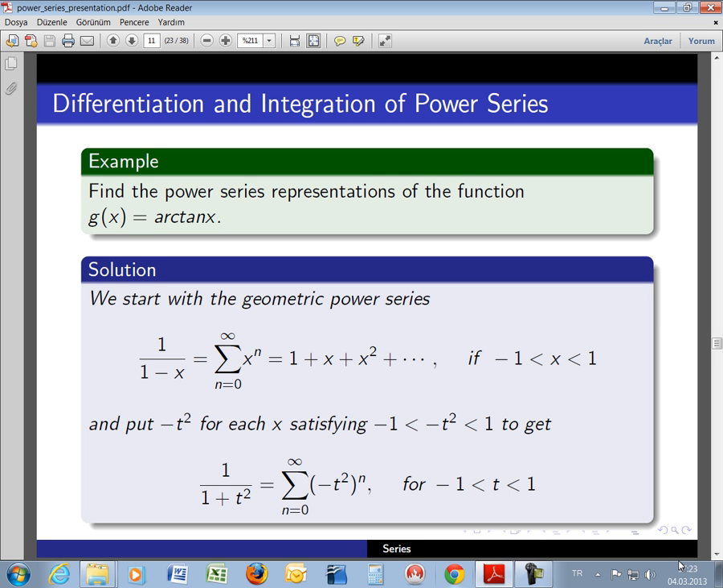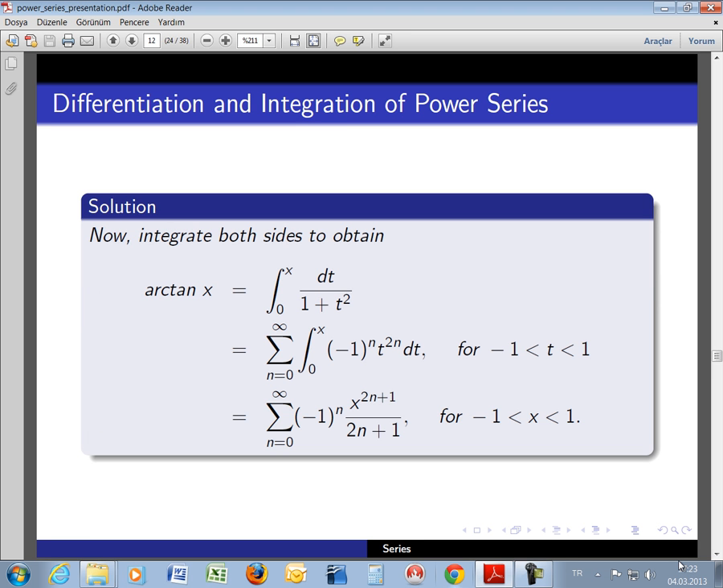Now, if we consider -t squared in the interval (-1, 1), and we put that for x in the geometric power series, we obtain a new power series in terms of the variable t, where 1 over 1 plus t squared equals the sum from 0 to infinity of (-1) to the power n times t to the power 2n.